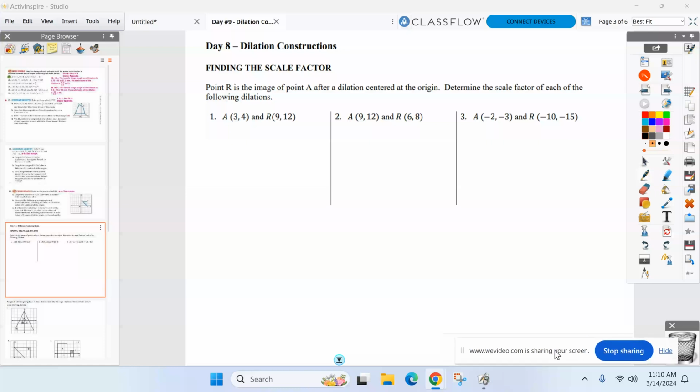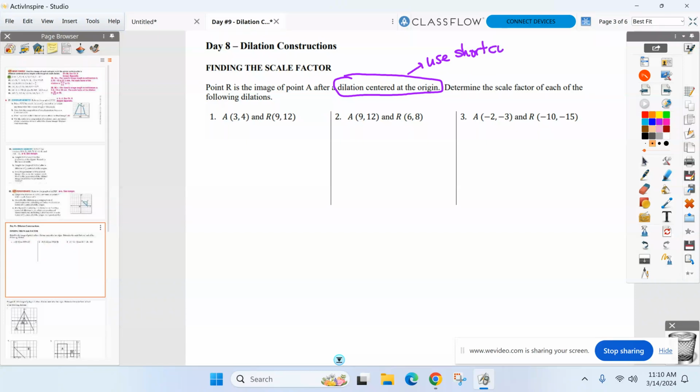So first up, I have point A and its image, point R. What's my scale factor? Well, it's actually in the directions. Here's a huge help in the directions: this dilation is centered at the origin. Why does that help me out so much? Well, I can do my shortcut. I can use the shortcut from yesterday.